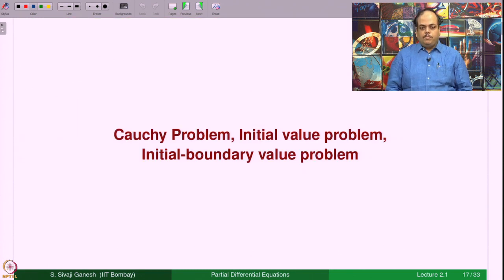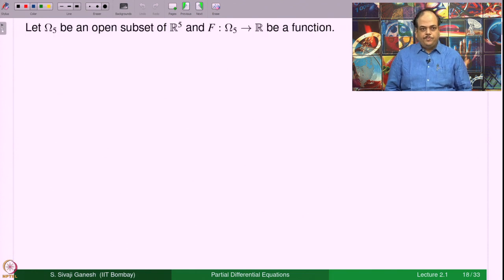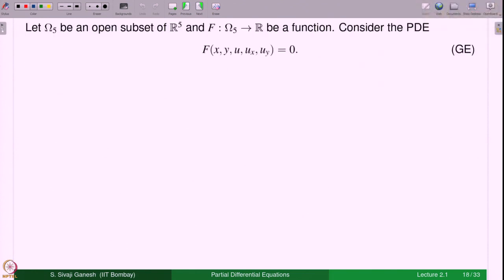Now, let us see what the problems are which go by the name of Cauchy or initial value or initial boundary value problems. So, let us consider a PDE F of x, y, u, u_x, u_y equal to 0. It means I am considering a PDE in two independent variables. Throughout this chapter, we are going to consider first order PDEs in two independent variables, and then we will also say how the theory changes if you have one more variable. So, x, y are independent variables, u is the dependent variable, and these are the derivatives.